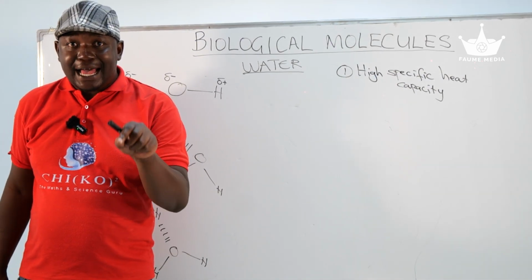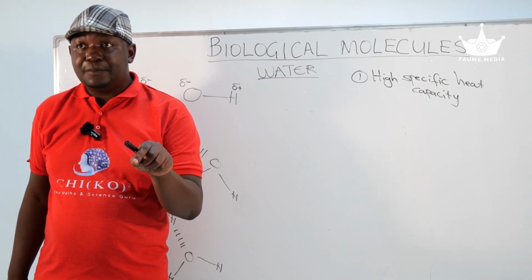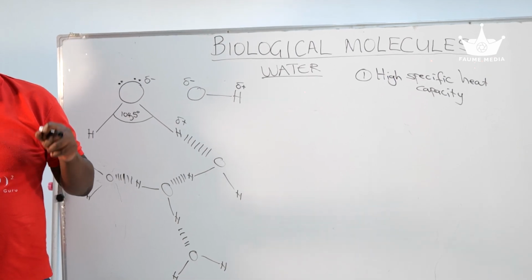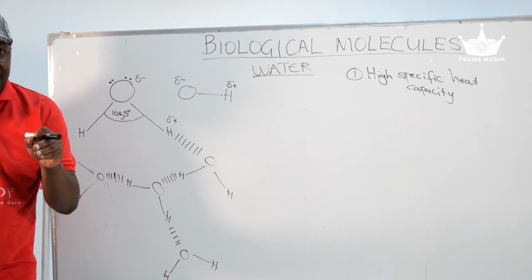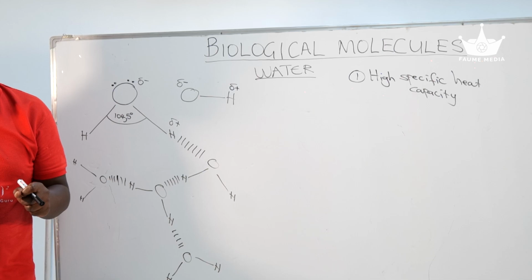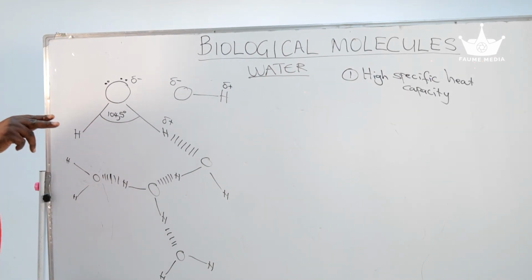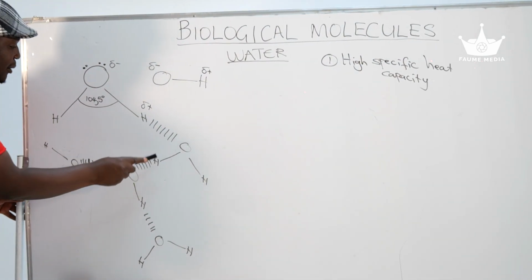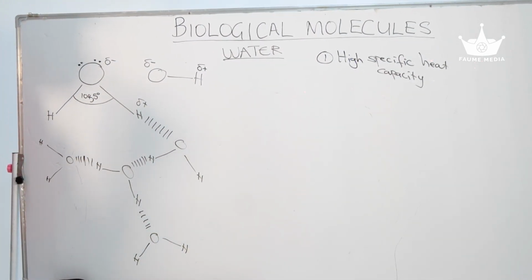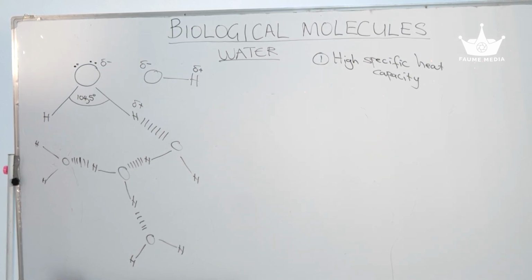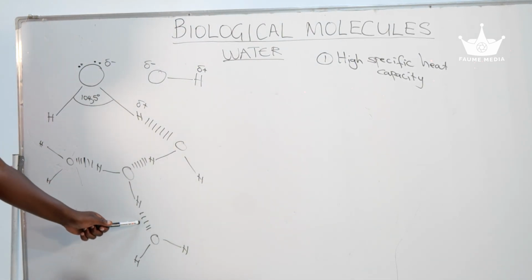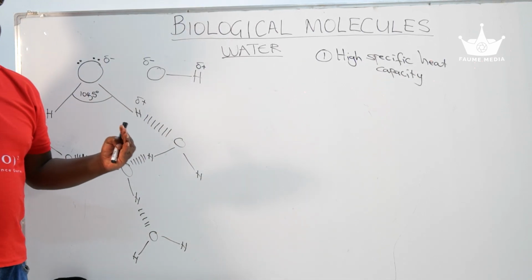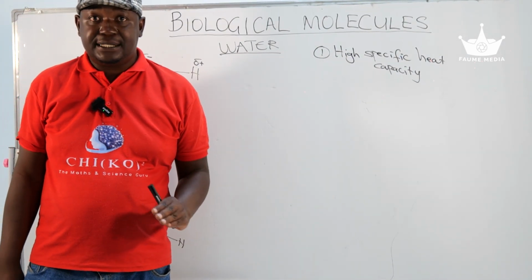So if water has a high specific heat capacity, what it means is that water requires a large amount of energy for it to change its temperature by 1 degree Celsius. And this large amount of energy that is bringing about high specific heat capacity is actually coming from the hydrogen bonding between water molecules. There is a high amount of energy that is required to break these hydrogen bonds. So here's the next question now. Why is it important for water to have high specific heat capacity?